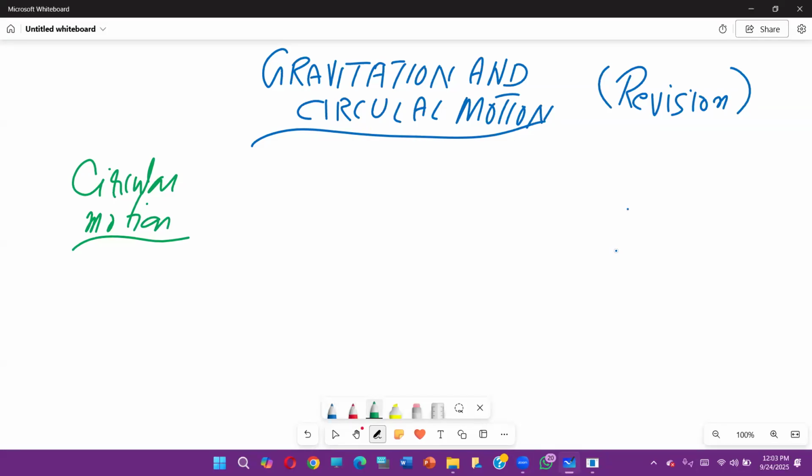So what is the first concept about circular motion? In a circular motion, the most important feature which comes first is the time period. Time period has a formula 2 pi upon omega. What is time period?